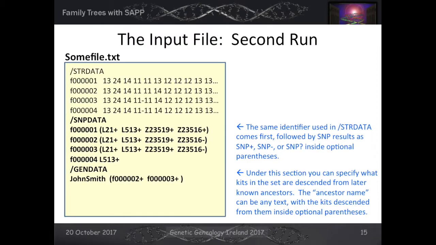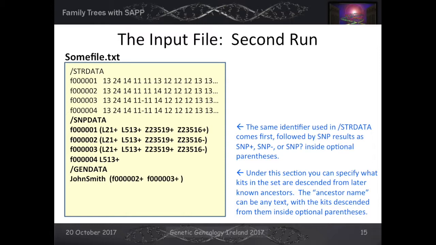So now let's add some SNP data and some genealogy data. You just put two other sections in. You give it the actual test results for the SNPs. Now understand that the only SNPs that are useful to put in are the ones that divide the group. If you put in a SNP test that's common to all, it will say it's common to all, but that doesn't give you much branching information.